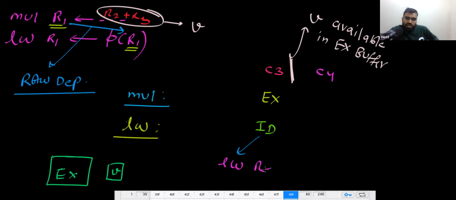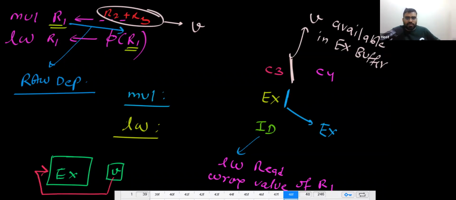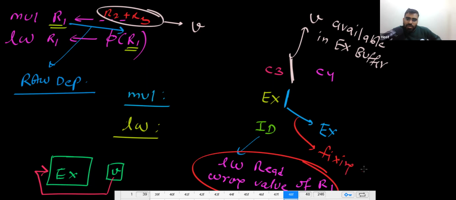You can notice that LW is reading the wrong value of R1, but there is no problem. Why is there no problem? You can do operand forwarding. The value that you have, you can forward directly to the execution stage. Correct or not? You are reading the wrong value, but you are basically fixing it. You are fixing the R1 value that you are reading.